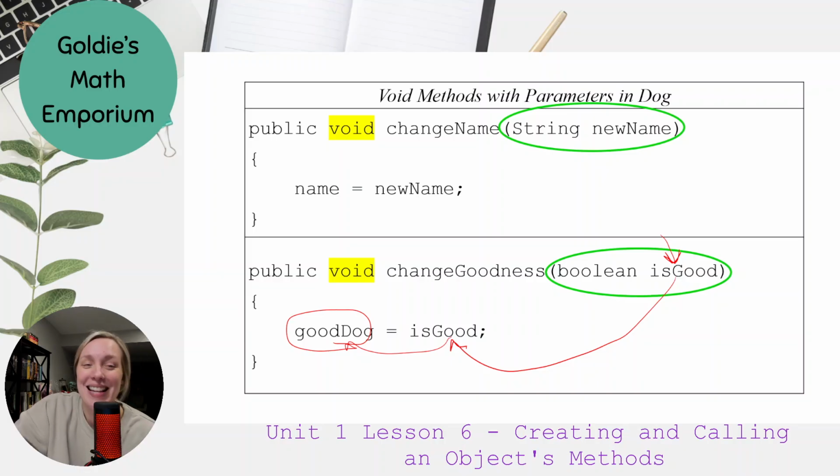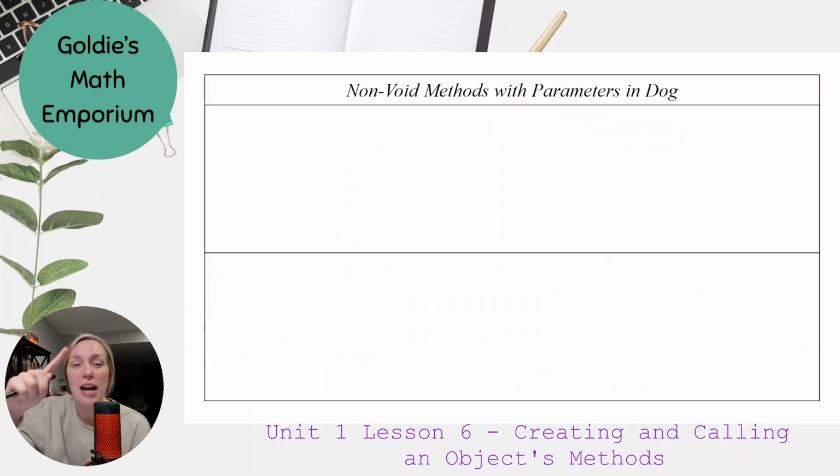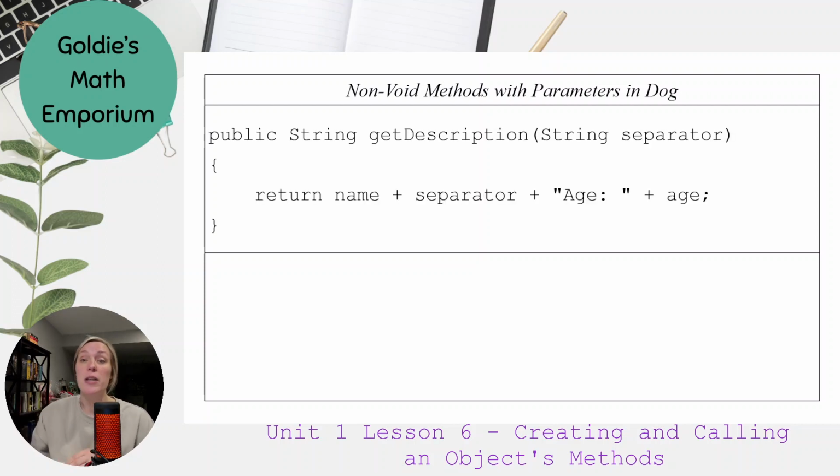A lot of methods. The last type of method is the non-void method with parameters, because there are four different categories here. So this is the last category. Non-void method, meaning that we are going to return a value and we're going to have parameters in here. So here is maybe our first one. Okay, public String getDescription(String separator).